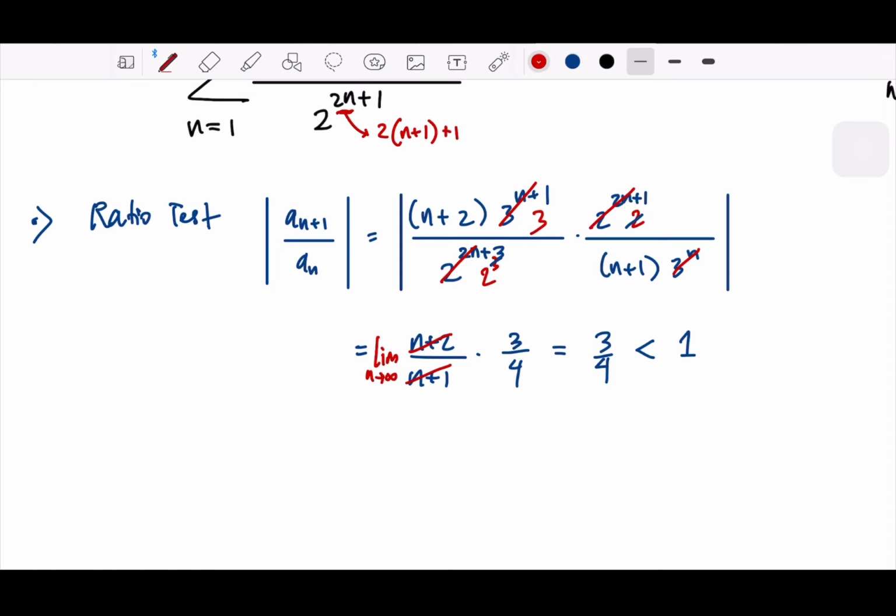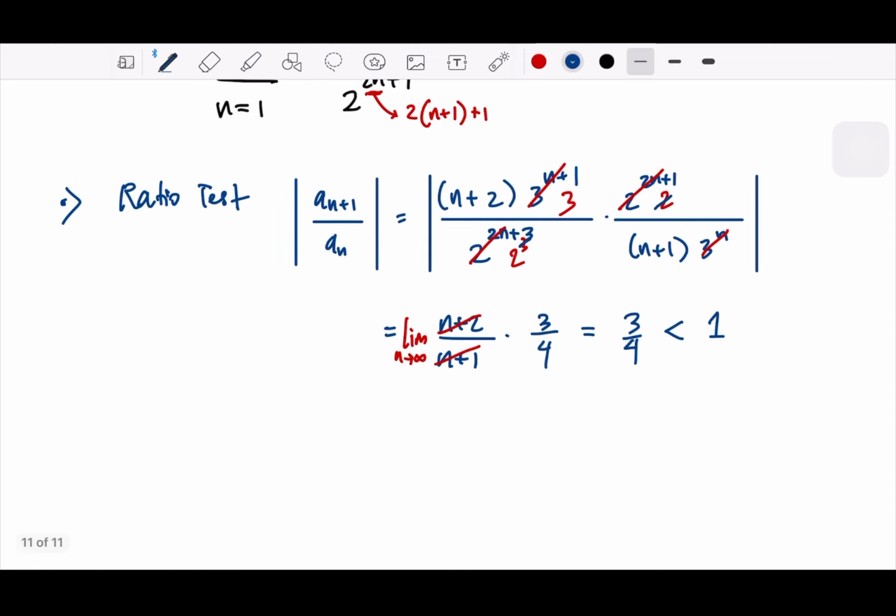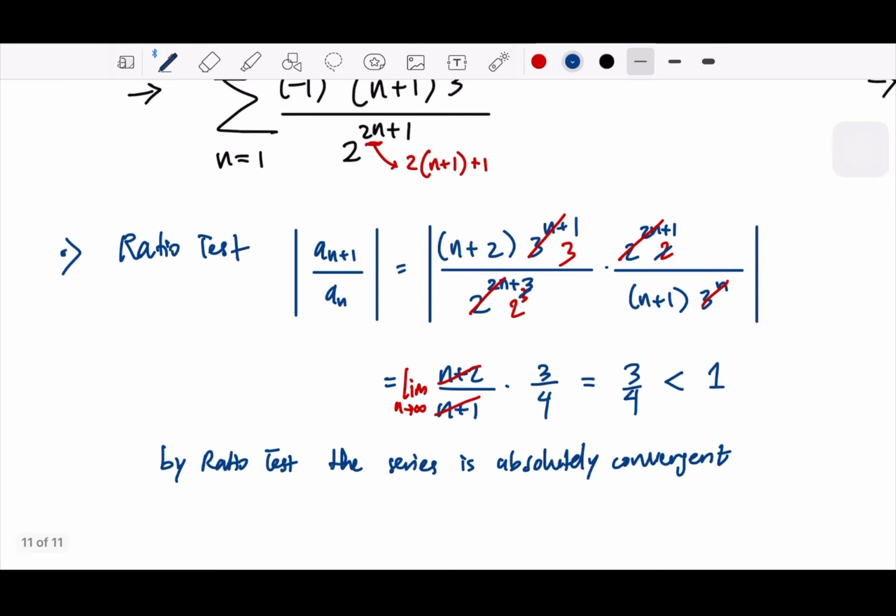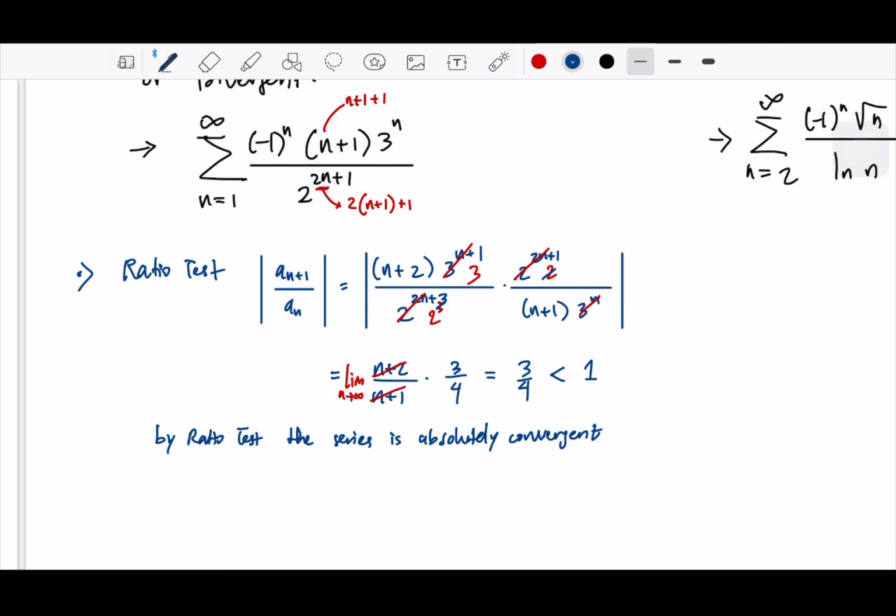So it means that by the ratio test, the series is absolutely convergent. Okay, I think it's not too complicated, right? Okay.